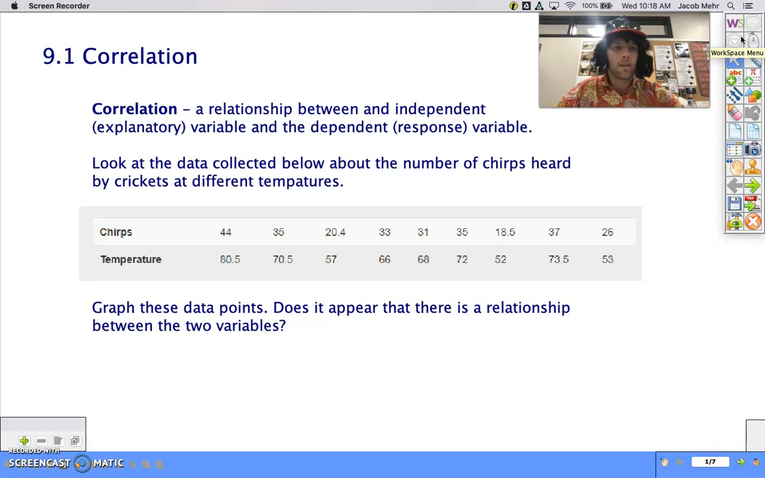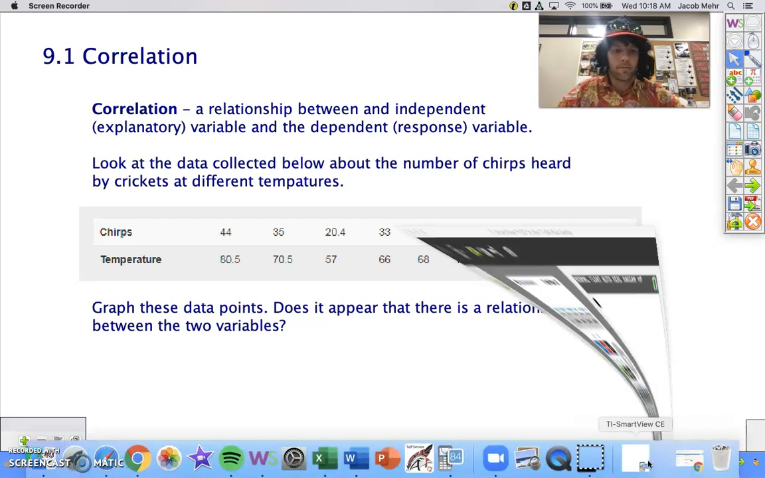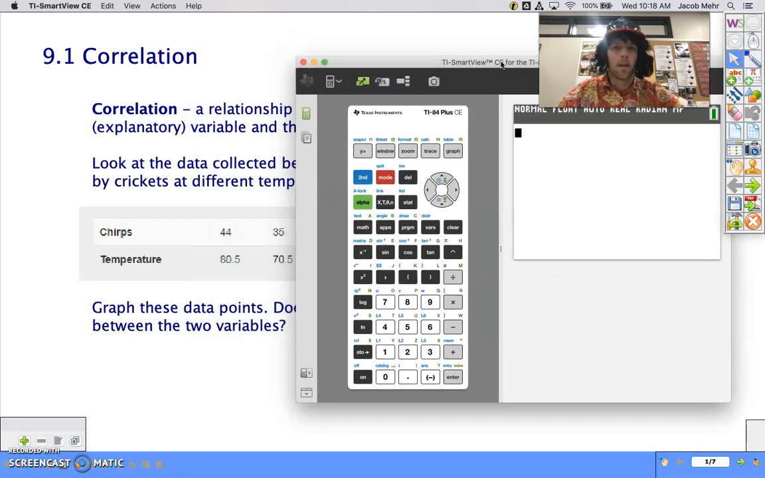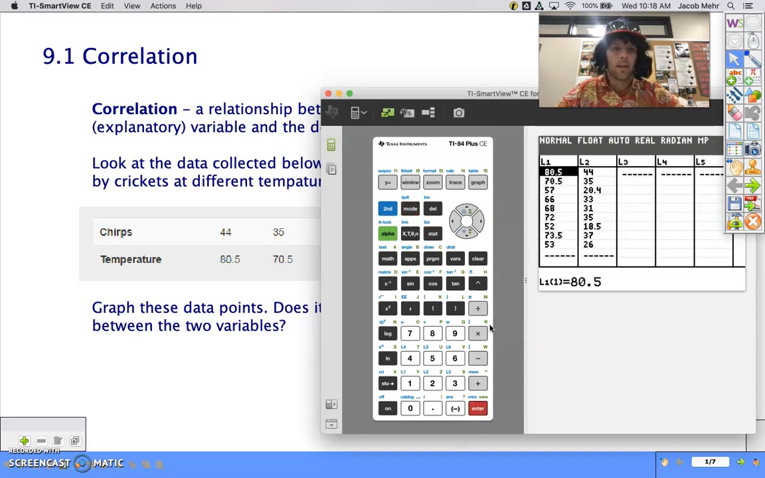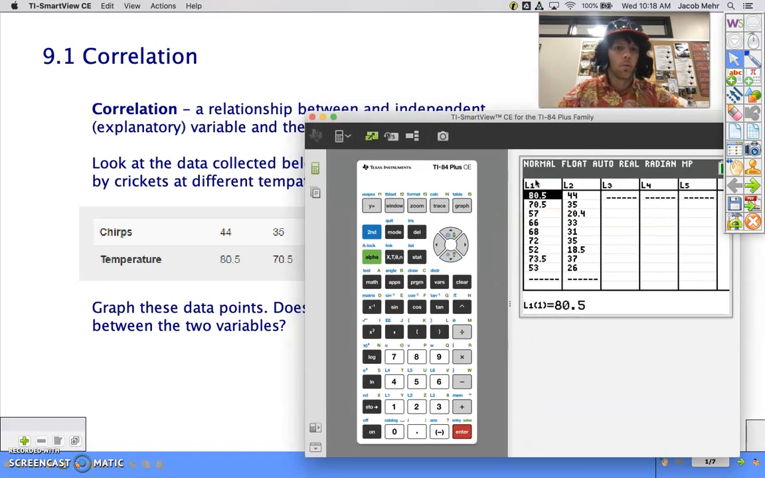So what I need to do is grab my calculator. Here it is. I'm going to go into stat. I'm going to choose edit. And I need to put my data into list 1 and list 2. List 1 will be my x's, my independent, my explanatory variable, and list 2 will be my y values, which would be my dependent variable or the response variable.